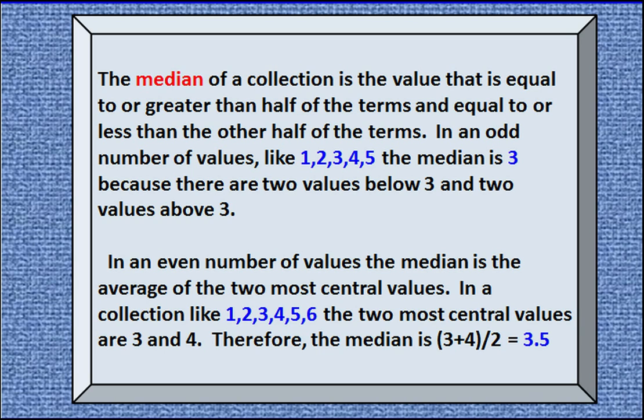In an even number of values, the median is the average of the 2 most central values. In a collection like 1, 2, 3, 4, 5, and 6, the 2 most central values are 3 and 4. The median is the quantity 3 plus 4 divided by 2, or 3.5.